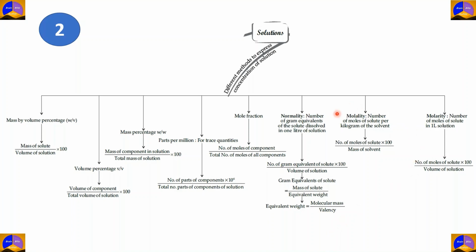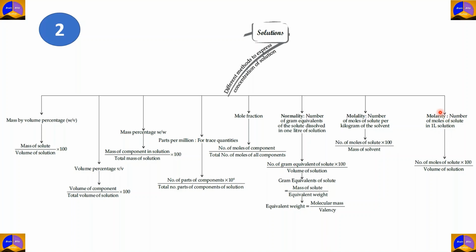Next, we move on to molality. Molality, with an L, is the number of moles of solute per kilogram of the solvent. The formula is number of moles of solute divided by mass of the solvent into 100. Into 100 would give you the percentage.